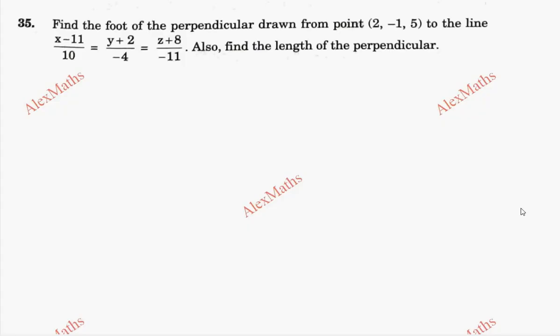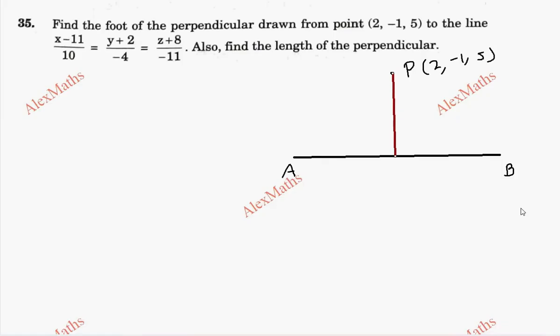Question number 35, we have to find the foot of the perpendicular drawn from the given point. So let us take a small diagram. We have this line which is AB, and there is a point here which we take as P (2, minus 1, 5). To find the foot of the perpendicular, we have to drop a perpendicular from this point P to the line. So we take this point as Q. So first thing, we have to find the point Q, that is the foot of the perpendicular.